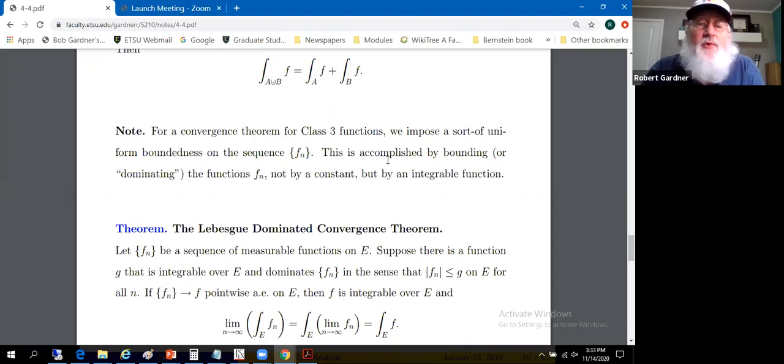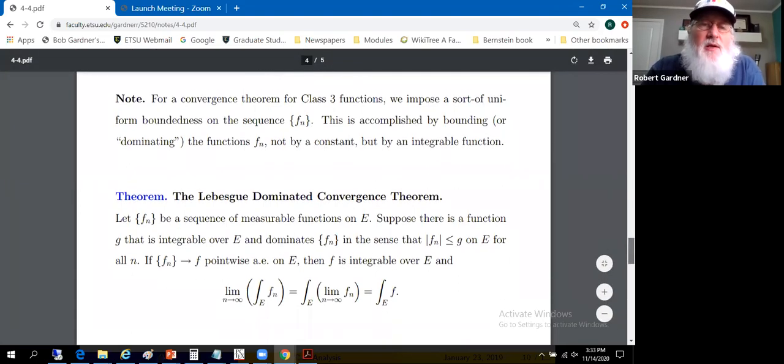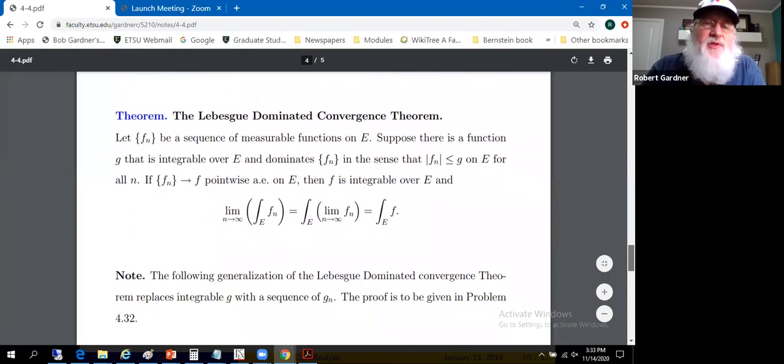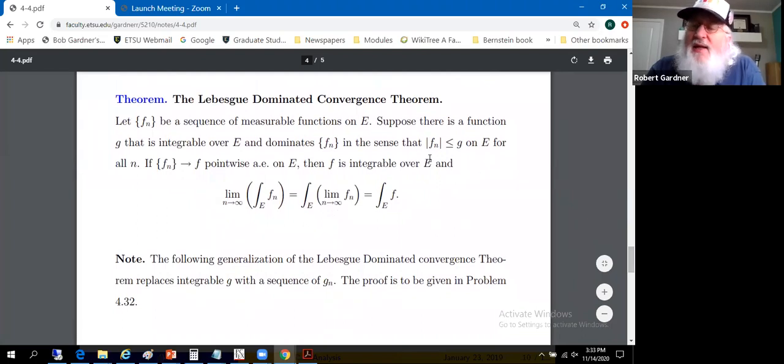So this sort of uniform boundedness is accomplished by bounding or dominating the functions f sub n, not by a constant like we did in class 1 functions, but by an integrable function as follows. I emphasize the word dominating because this is commonly called the Lebesgue dominated convergence theorem. That domination is done in terms of some kind of inequality. So let f sub n be a sequence of measurable functions on set E. Suppose, here comes the hypothesis, there is a function g integrable over E that dominates f sub n in the sense that the absolute value of f sub n is less than or equal to g throughout set E.